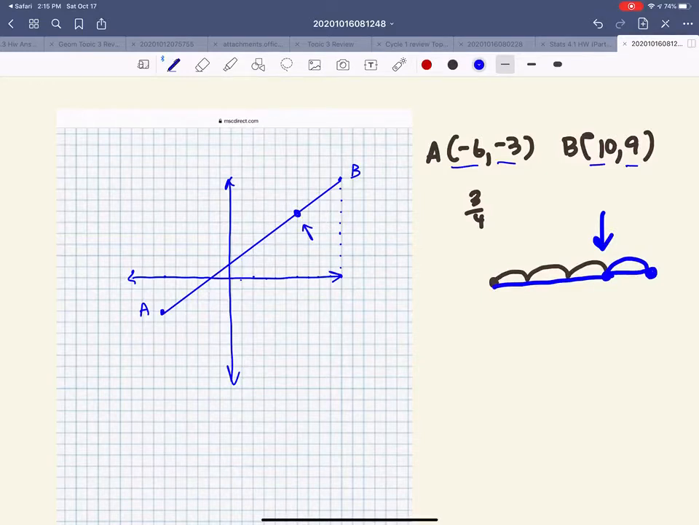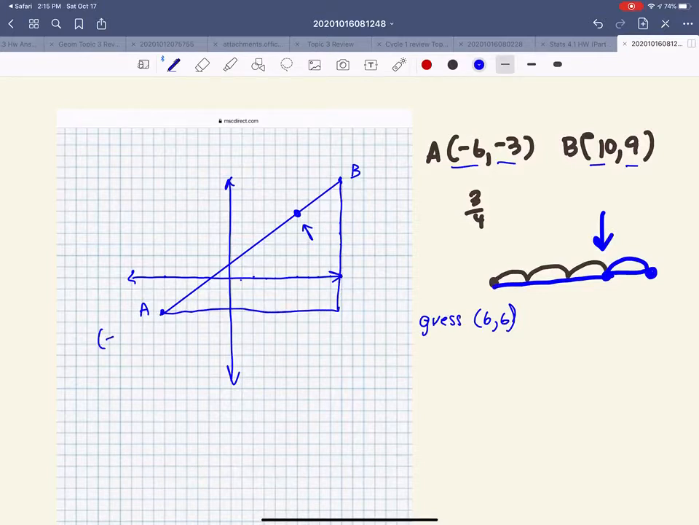So I'm just going to make my guess right now, and then we'll do a little math and see if I was right. So 1, 2, 3, 4, 5, 6. So my guess is 6, 6 is 3/4 of the way there, right? So now let's actually do some math. Make this feel a little bit more official.